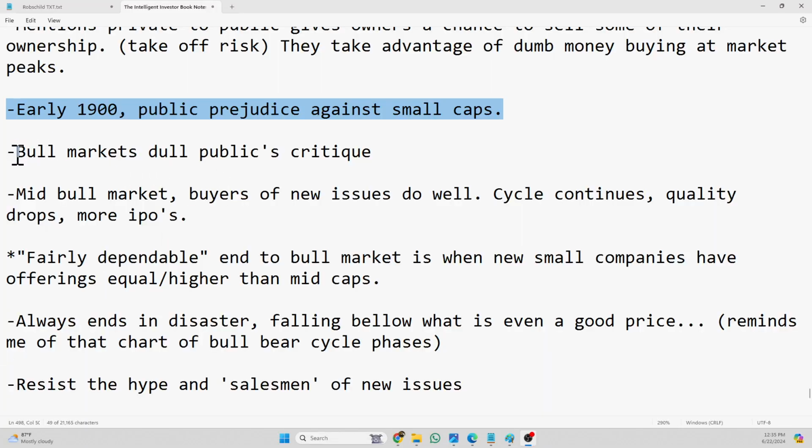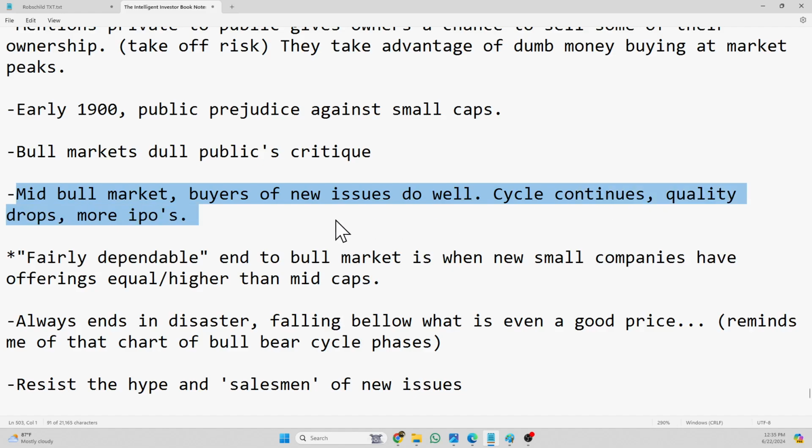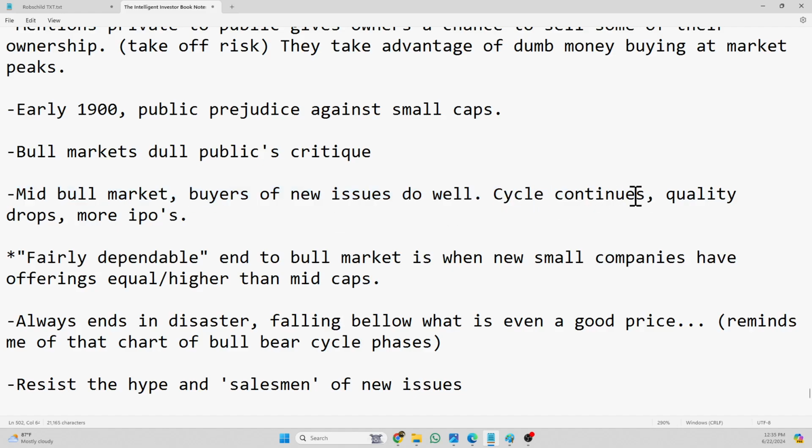Anyway, moving on. Bull market, he says, in general, bull markets dull the public's critique. So that's the thing. When things are really down, it's the opposite. But in the middle of bull markets, he says that buyers of new issues tend to do well. And then as the cycle continues, what happens is the market keeps going up, the quality of new issues starts going down, the prices go higher, and you get more and more IPOs. So that was interesting. I'm not sure we've seen that exactly today.